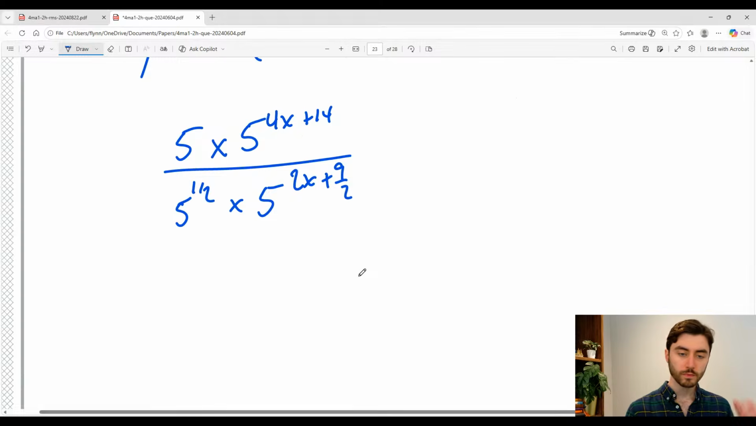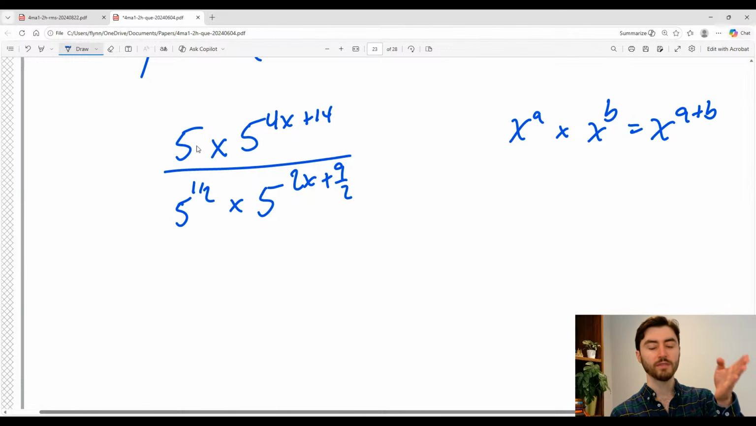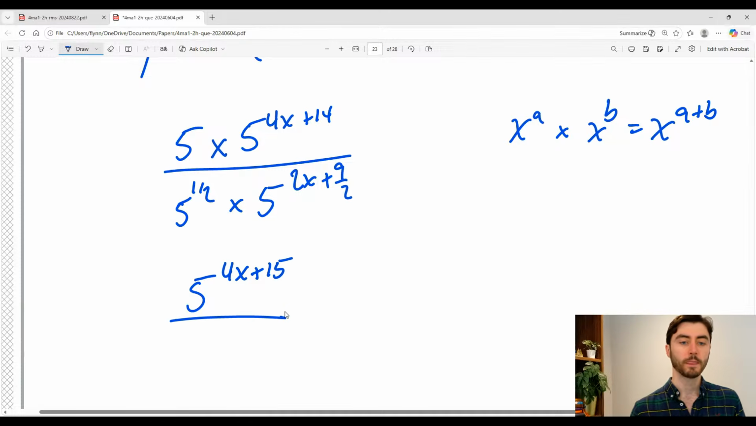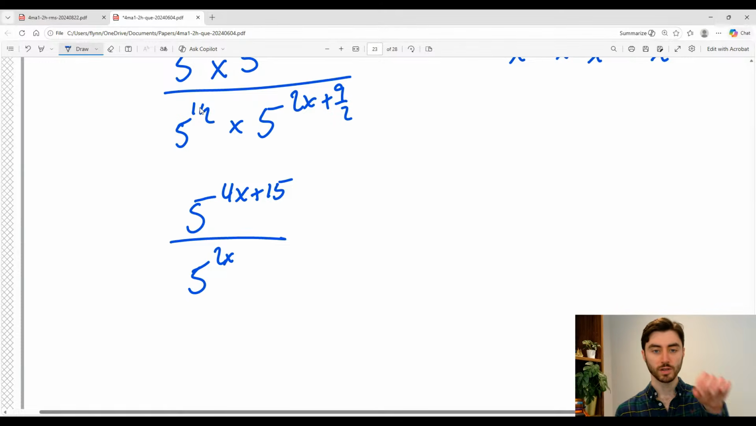Okay. Now, the other power law here is x to the a times x to the b. You add the powers together. So 5 to the 1 times 5 to the 4x plus 14, that top becomes 5 to the 4x plus 15. And on the bottom here, again, we're going to add these powers together, and we're going to get 5 to the 2x plus 9 over 2 plus a half. 9 over 2 plus 1 over 2 is 10 over 2, which is 5.